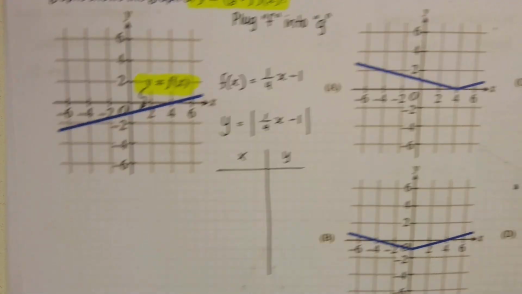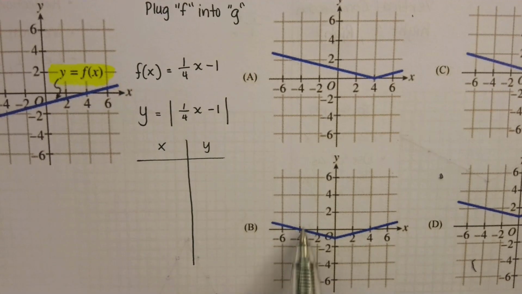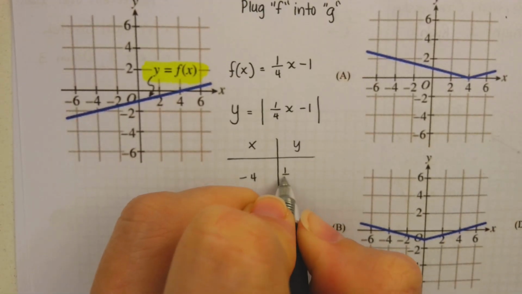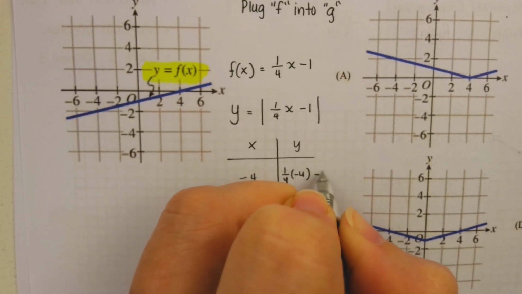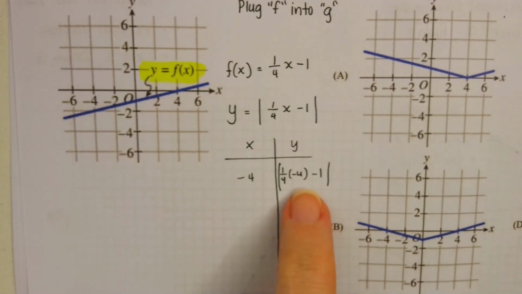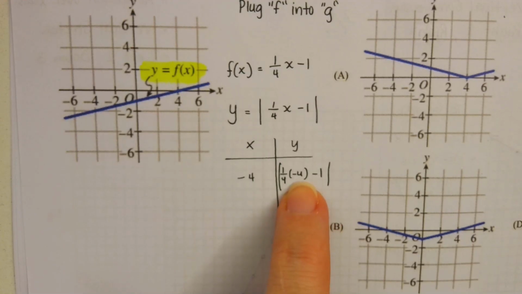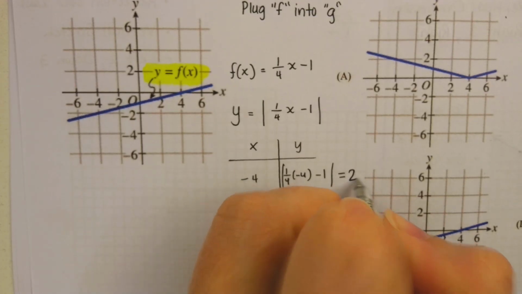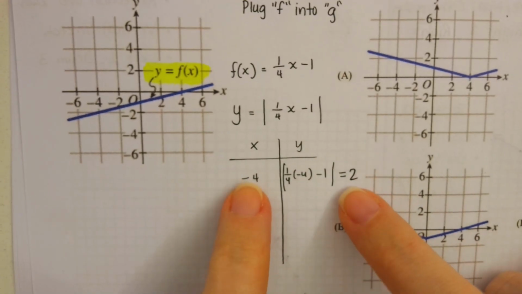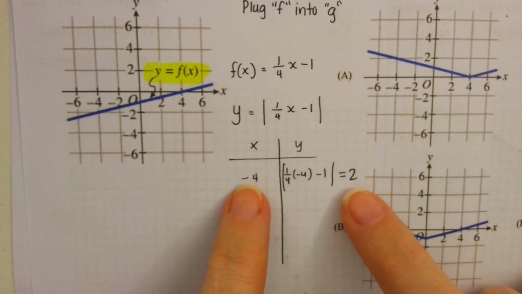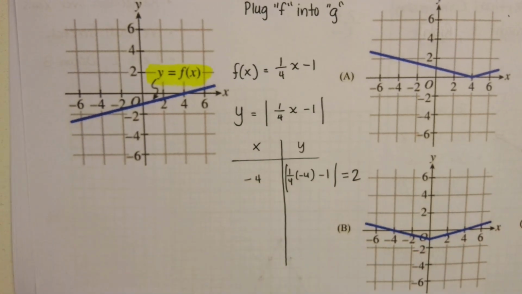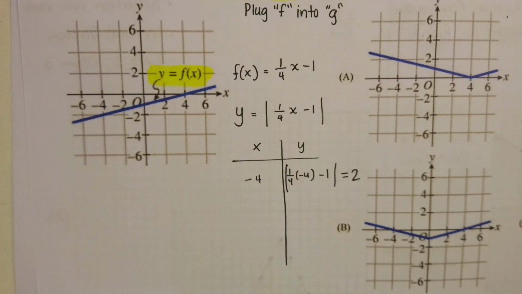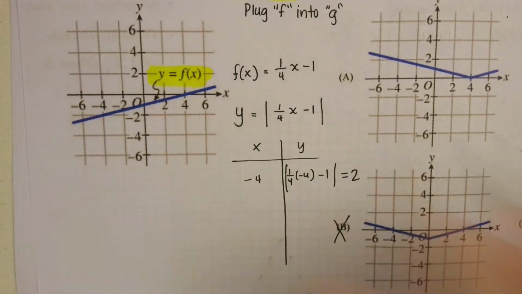So first off, I plugged in -4 first because a couple of them had different values for -4. Let's see what that would be. 1/4 times -4 minus 1. What is that absolute value? 2. Yes, that would be 2. 1/4 times -4 would be -1. If you subtract 1, that's -2. Absolute value of -2 is 2. And then we can cross off two answers. Which two answers don't have a point at -4, 2? C and B. Yep, not C and not B, but the other two do have points at -4, 2.